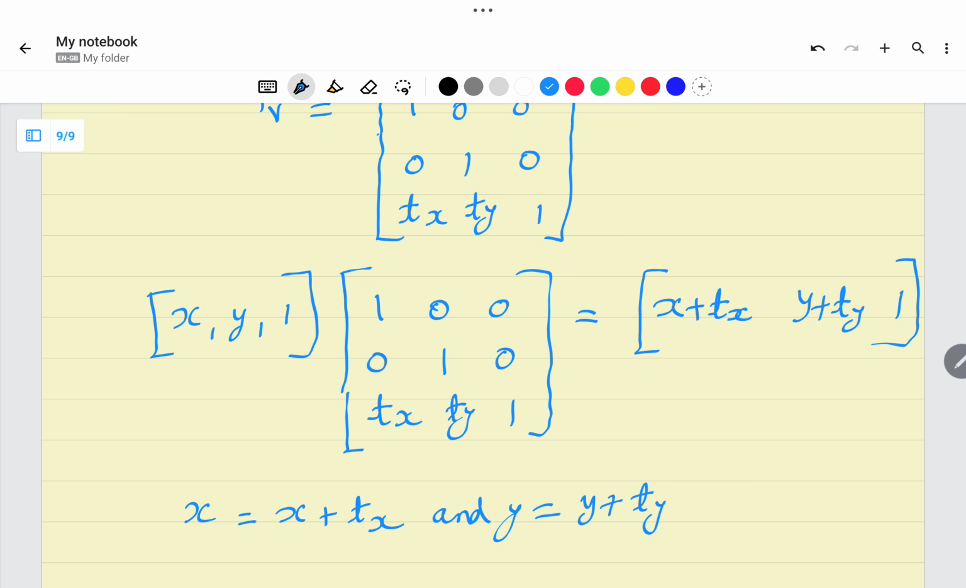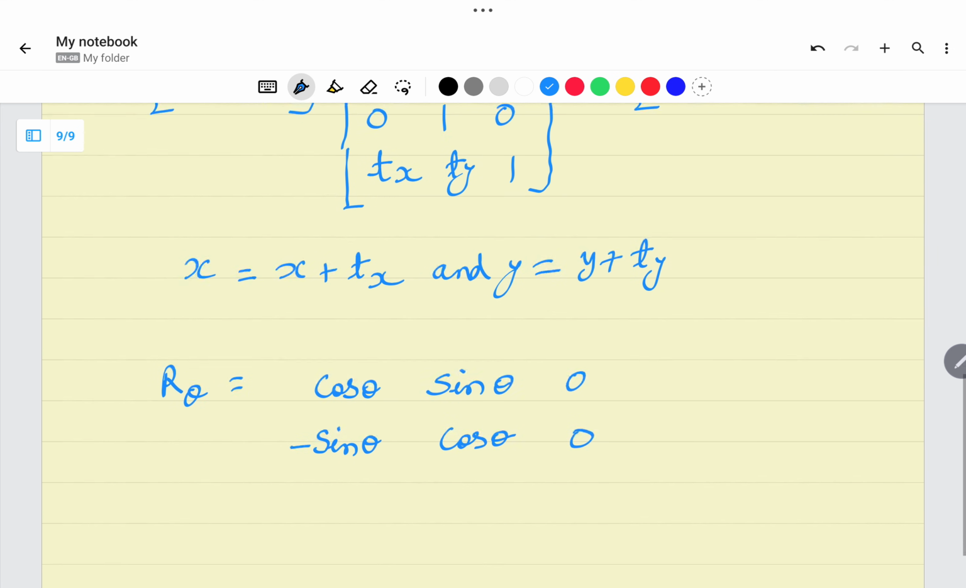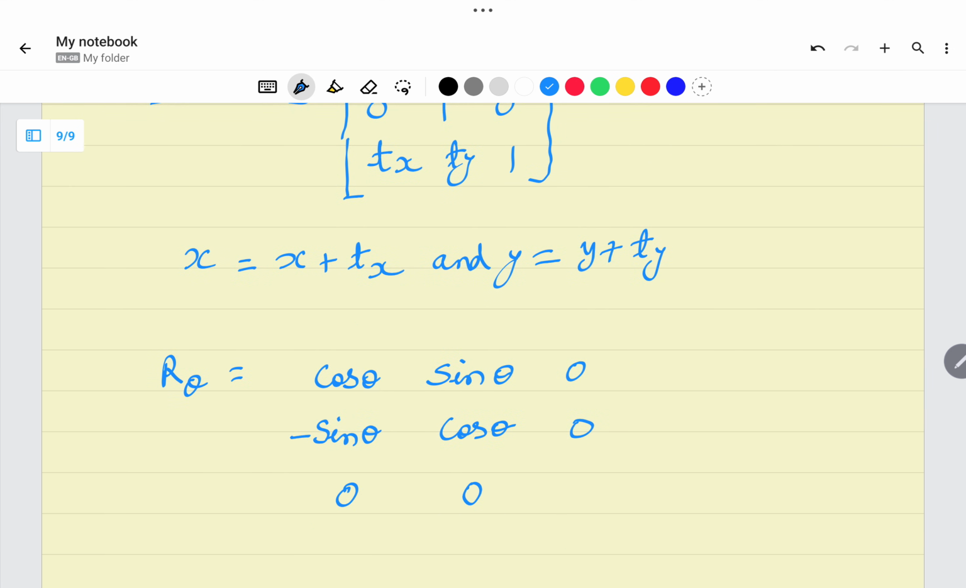In the same way, rotation matrix R theta can be expressed as cos theta, sin theta, 0, minus sin theta, cos theta, 0, 0 0 1. So this is a 3 by 3 matrix for rotation.